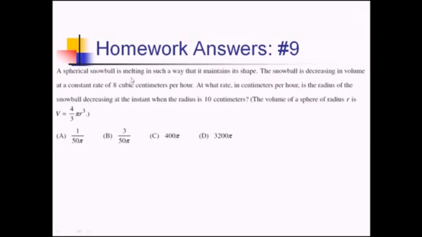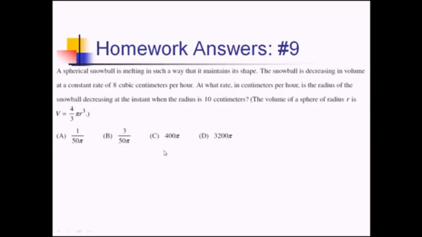For this problem, we have a spherical snowball melting in such a way that it maintains its shape and decreases in volume at a constant rate of 8 cubic centimeters per hour. They want to know the rate in centimeters per hour that the radius is decreasing at the moment the radius is 10 centimeters. And they gave us the volume for a sphere right here, so that might be useful. So we are given the rate of change in volume, and we want the rate of change of the radius.